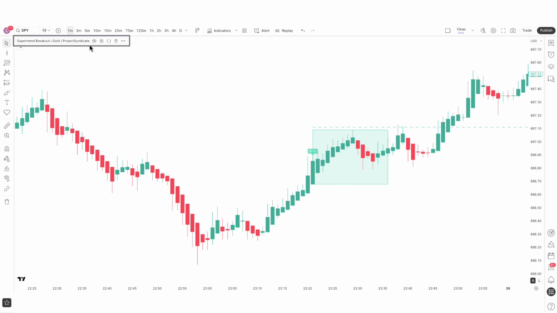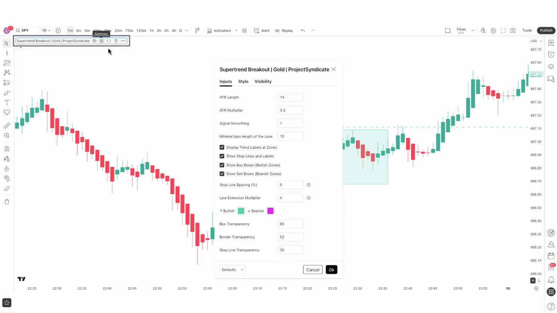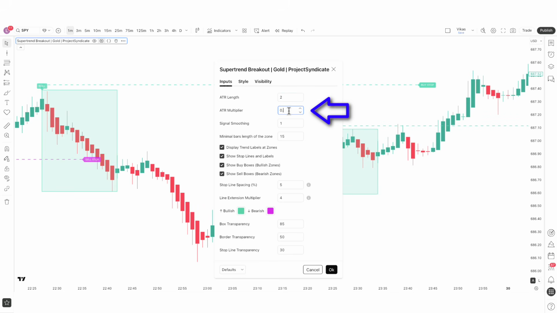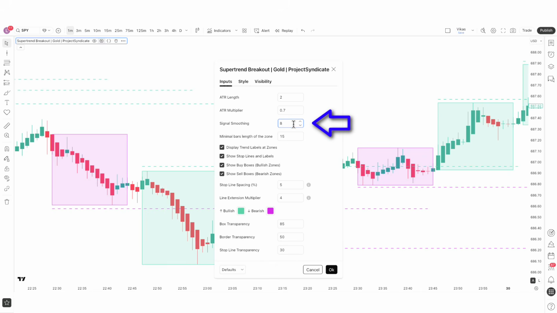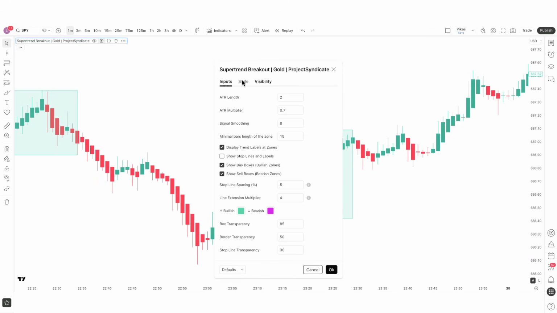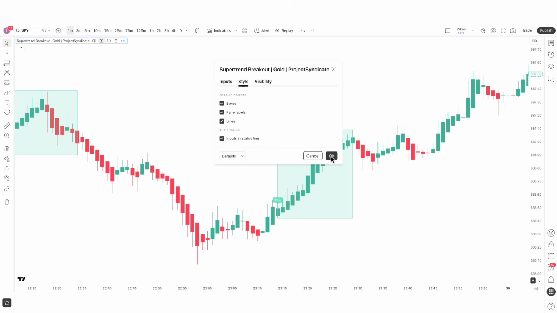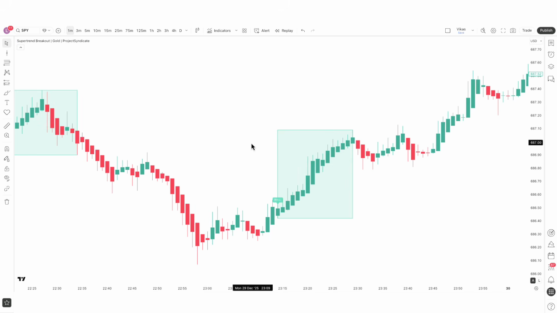Now change the indicator settings for perfect signals. First, change ATR length from 14 to 2, and then change ATR multiplier from 3.5 to 0.7. Then change signal smoothing from 1 to 8, and keep these options hidden. Here, everything is fine after that. Click OK. Now we'll add one more indicator to make this strategy more powerful.